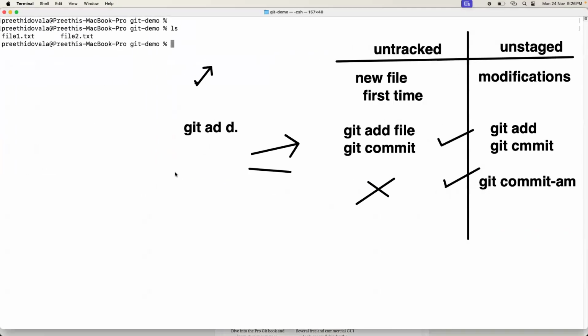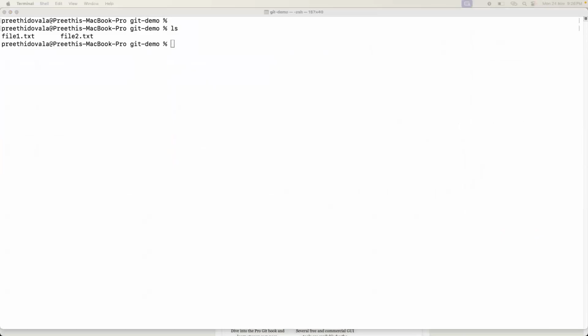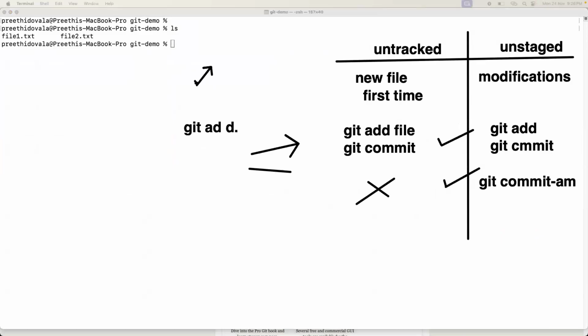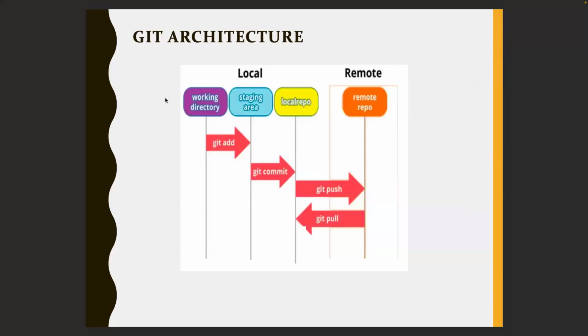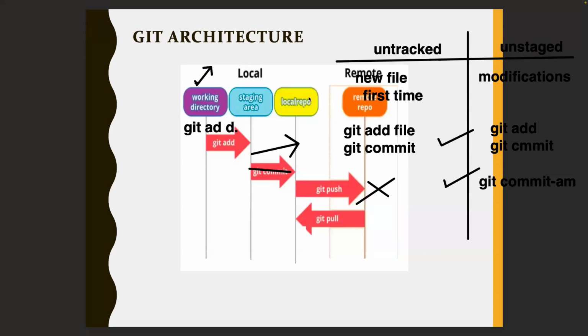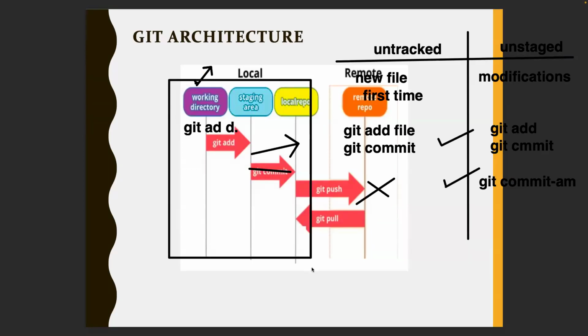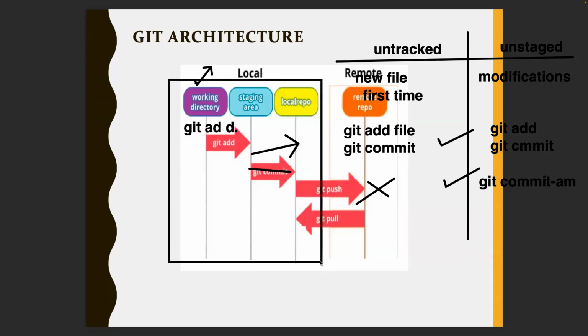So this is about the major components which we learned theoretically: the architecture, working directory, staging area, local repository. Remember one thing, we are still in local. We did not go to remote yet. Before going to remote, we have to learn many other things. First, let's learn local thoroughly before you go to remote and share it with others. That's the importance of the working directory, staging area, and local repository.